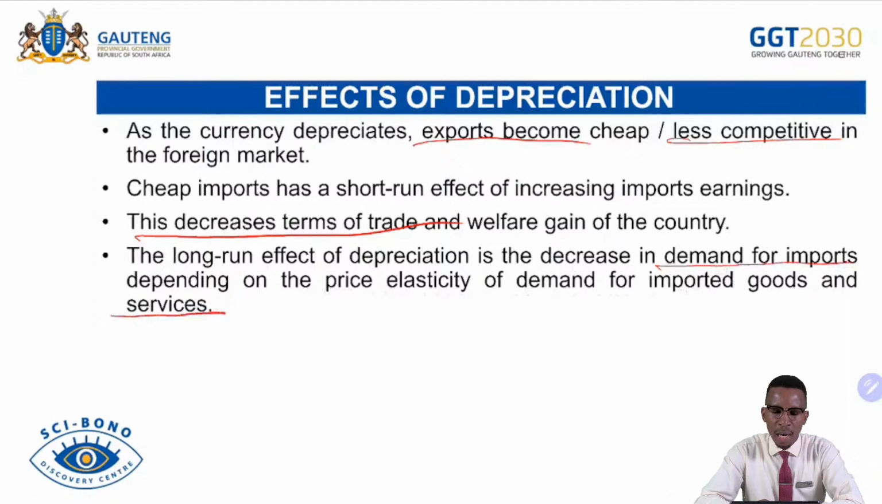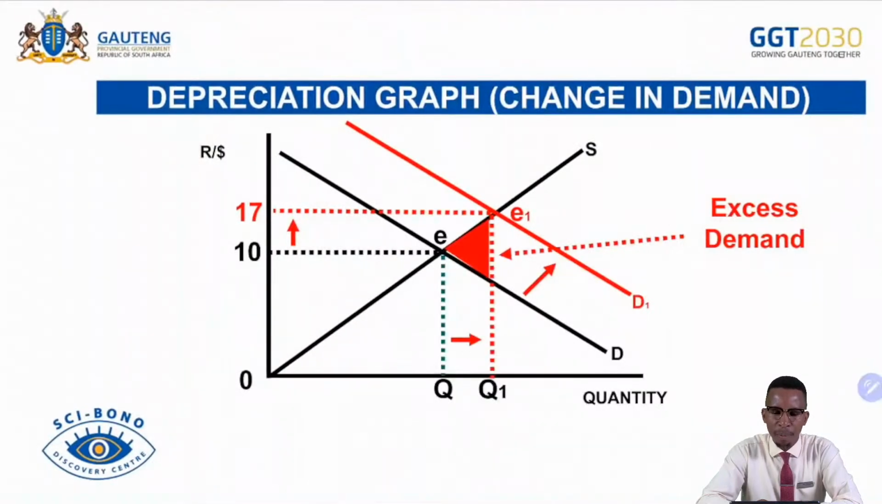So that's why I'm saying this depreciation is good for importers in the short run, but in the long run, it might be bad if those imports have what we call relatively elastic demand, because they can easily be replaced. This graph indicates what we call depreciation. I want you to see the depreciation and also the excess demand.